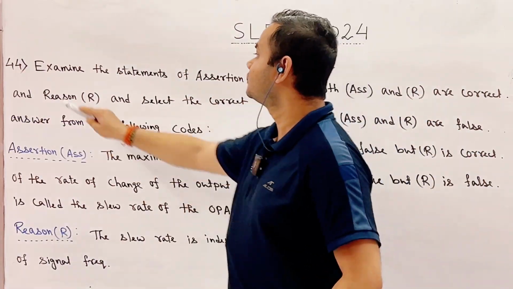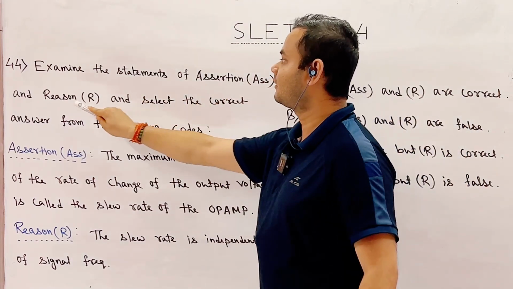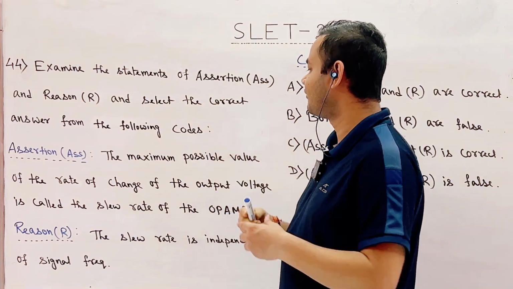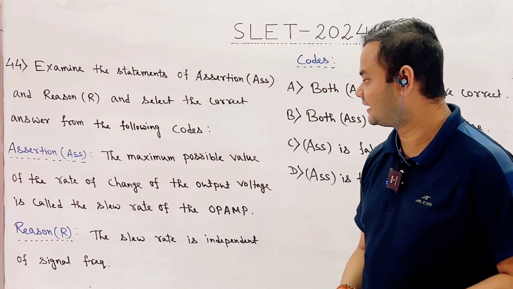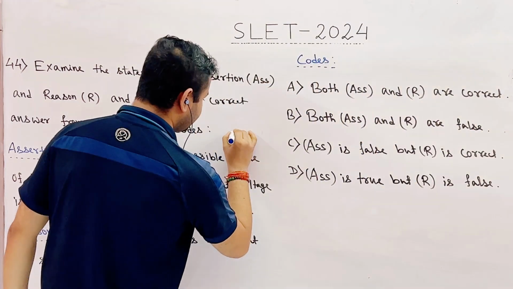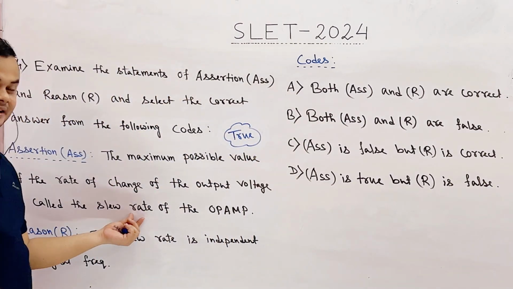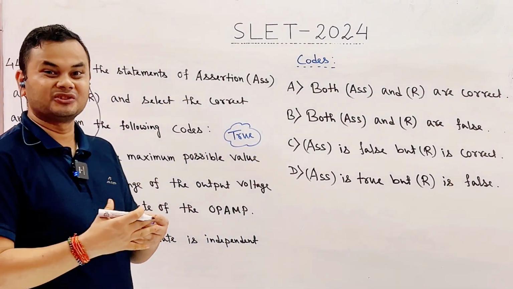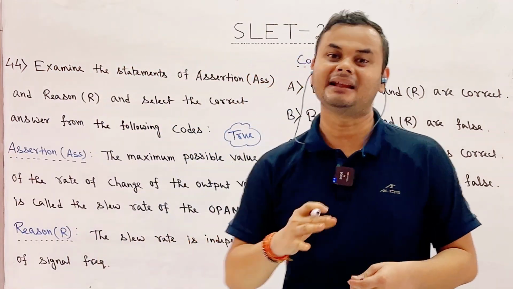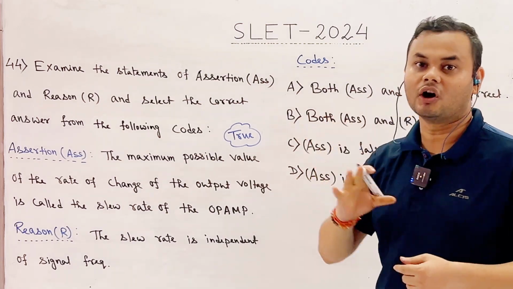Now, let us move to question number 44. This question number 44 is also assertion reason type question. Assertion: the maximum possible value of the rate of change of output voltage is called the slew rate of the operational amplifier. This statement is true. Students, this slew rate represents the fastest response that an operational amplifier can have, and it is defined as the maximum rate of change of output voltage, and typically it is expressed in volt per microsecond.